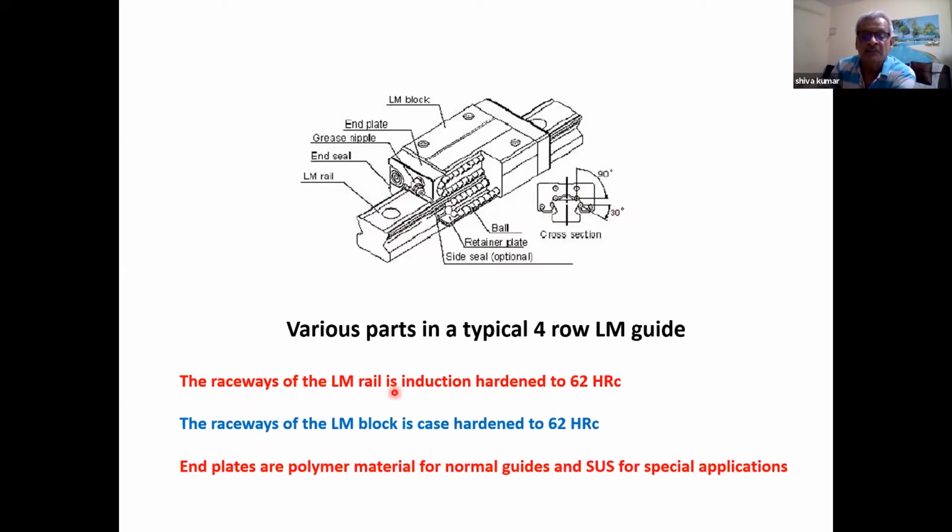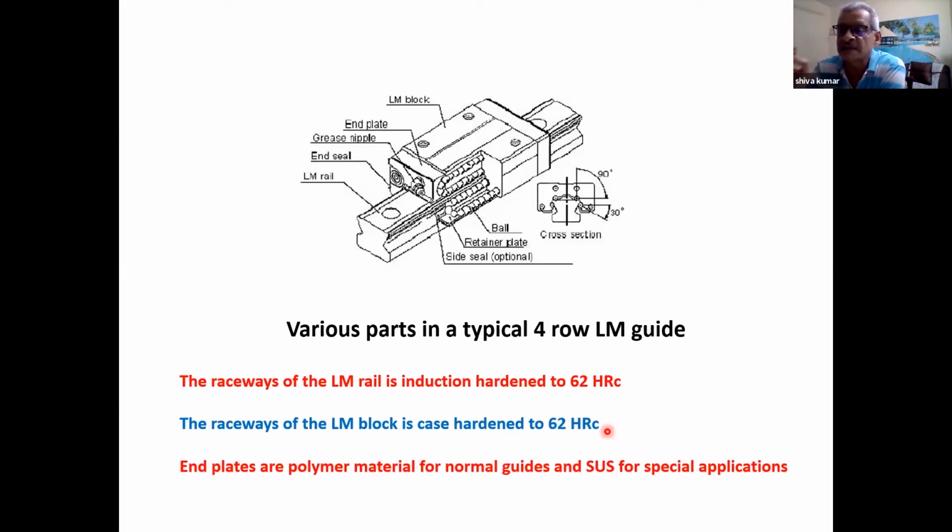The raceways of the LM rail normally are induction hardened to around 61, 62 RC. The raceway of the LM block is case hardened. Basically the hardest part is the ball, typically 63, 64 RC. The next hardest part is the raceways of the LM block, which will have 1 or 2 points lesser hardness, and the softest among the three is the LM rail. That will have another 1 or 2 points lower hardness.